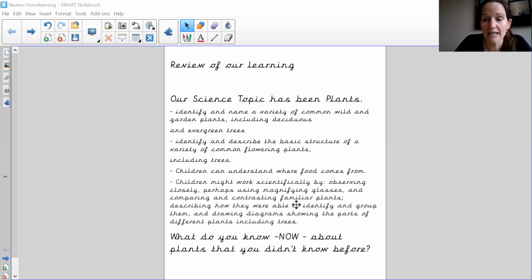And then when you work scientifically, we have been observing closely, perhaps using a magnifying glass. If you were in school, you would have had a magnifying glass, or if you have one at home. Remember, we looked at the flower and we took apart the petals and we looked at all the different parts. And we were able to identify and group flowers by looking at some flowers that were all the same, like the yellow flowers, some flowers that had similar petals, and then drawing diagrams showing the parts of different plants, including trees. So we've been learning a lot over the last 5 weeks.